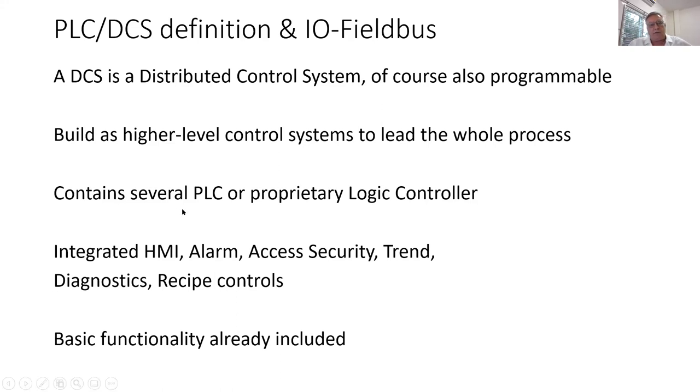It can therefore contain several PLCs, or it depends. For example, Siemens have their PLCs underlying in the PCS7 system. And like Emerson, they have a proprietary logic controller, their own controller. They work only with this system. But a DCS has much more functionality in the background.